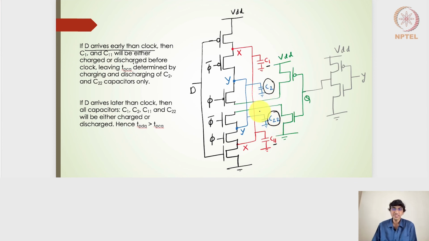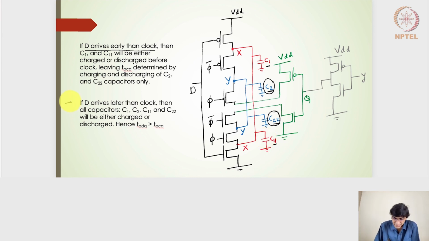So what it means is if the D signal arrives earlier, then C1 and C11 are either discharged or charged, it has already been done. And then when the clock arrives, it leaves only C2 and C22 to be charged appropriately. So the delay from clock to Q depends only on the C2 and C22 capacitances being either charged or discharged. C1 and C11 are not in the picture at all, because they have already been charged or discharged.